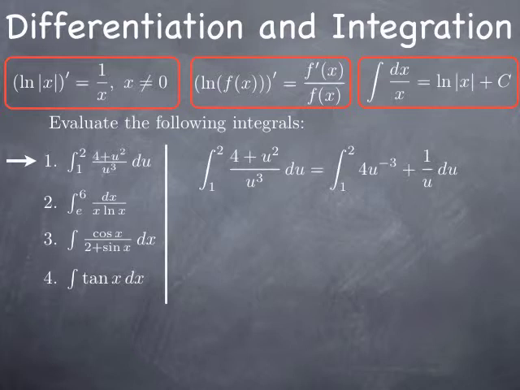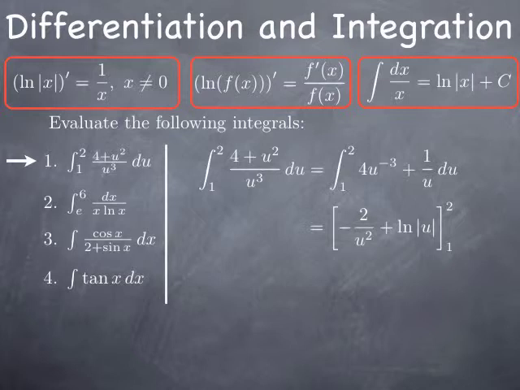Now it's easy to find an antiderivative of this function, because u to the negative 3 has as an antiderivative u to the negative 2 over negative 2. So that gives us, when we multiply by 4, negative 2 over u squared. And then we just have seen that an antiderivative of 1 over u is natural log of absolute value of u on any interval that does not contain 0. Since we're looking at the interval 1, 2, there is no problem.